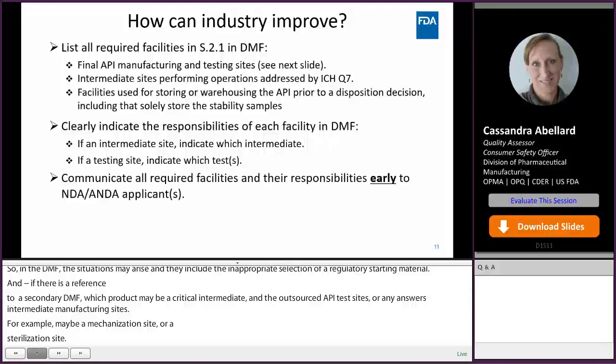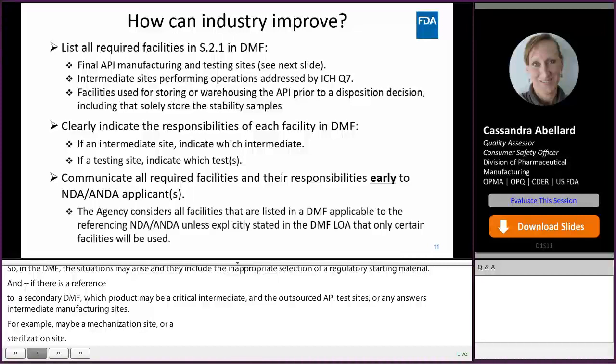And communicate all required facilities and their responsibilities early to the NDA and/or ANDA applicants. The agency considers all facilities listed in a DMF applicable to the referenced application, unless explicitly stated in the DMF LOA that only certain facilities will be used.